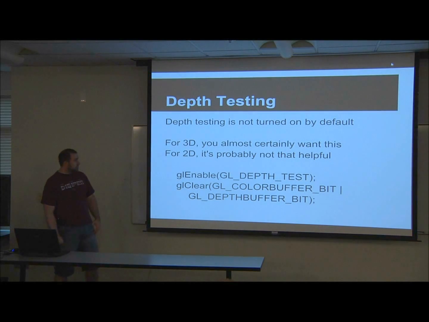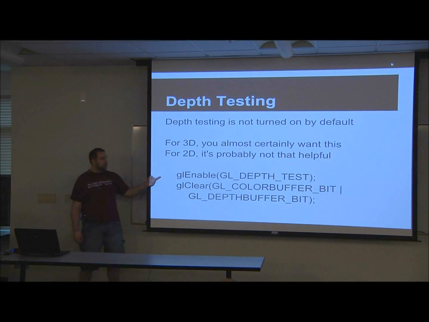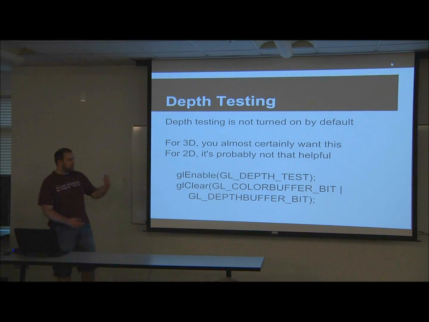But if you want to use depth testing, you tell GL you want to enable it. So you say GL enable GL depth test. And then the depth testing requires a buffer that also has to be cleared. So when you call your GL clear function, just toss in a bitwise OR with your color buffer bit and depth buffer bit. And that's why it ends in bit, because they can be ORed together as a bit mask.